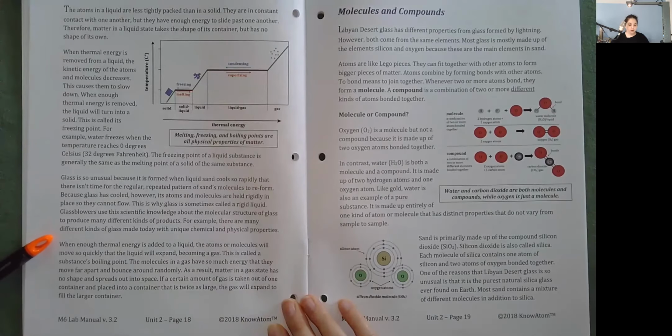When enough thermal energy is added to a liquid, the atoms or molecules will move so quickly that the liquid will expand, becoming a gas. This is called a substance's boiling point. The molecules in a gas have so much energy that they move far apart and bounce around randomly. As a result, matter in a gas state has no shape and spreads out into space. If a certain amount of gas is taken out of one container and placed into a container that is twice as large, the gas will expand to fill the larger container.